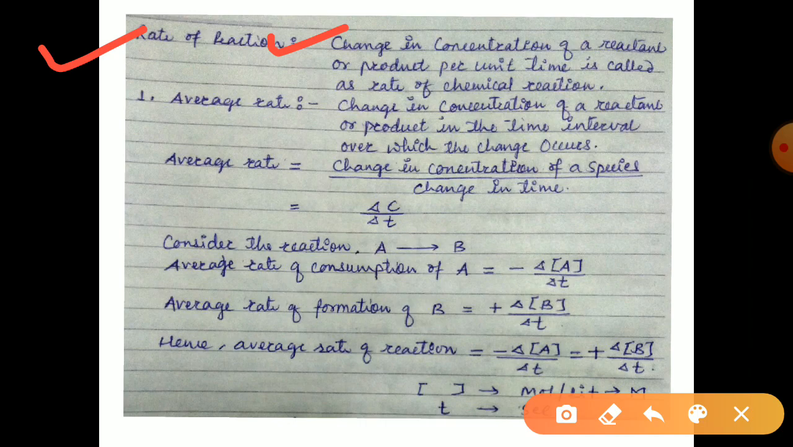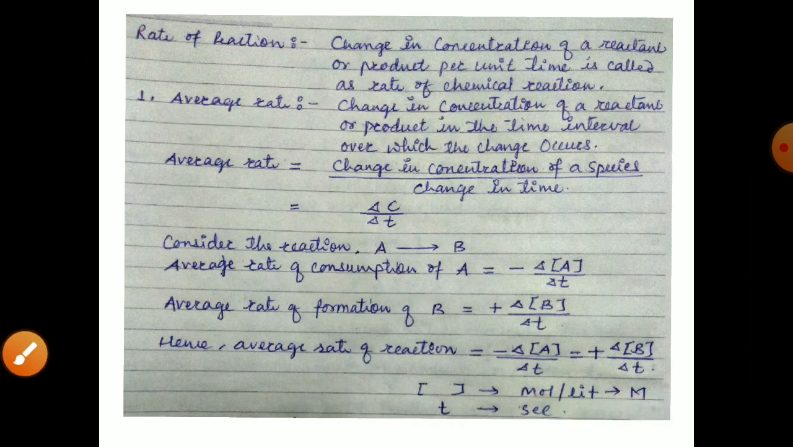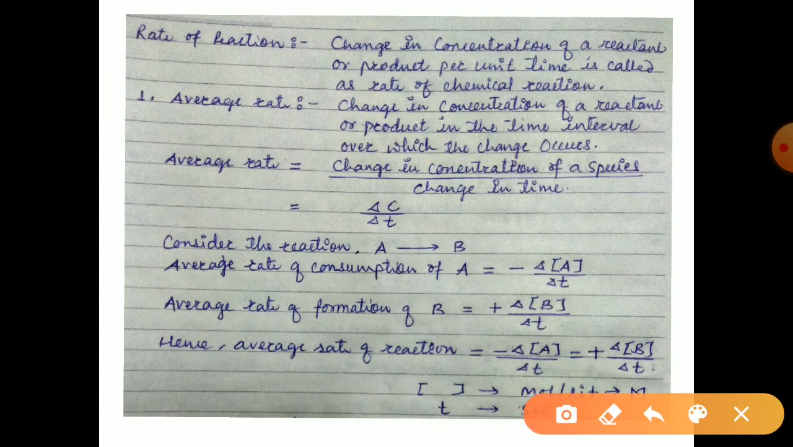There are two types of rate we can write for a chemical reaction: average rate and instantaneous rate. The first one is the average rate. Average rate is the change in concentration of reactant or product in the time interval over which the change occurs. So this is the rate of a reaction measured over the time interval over which the change occurs.